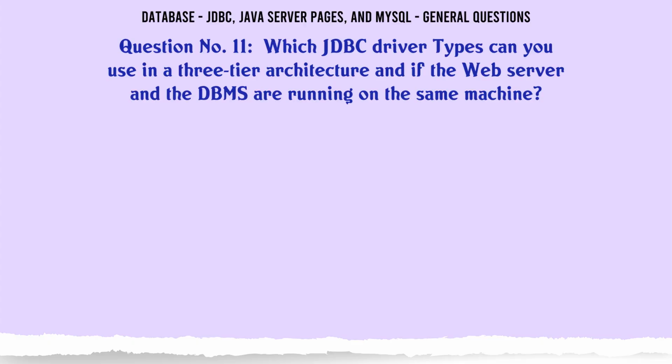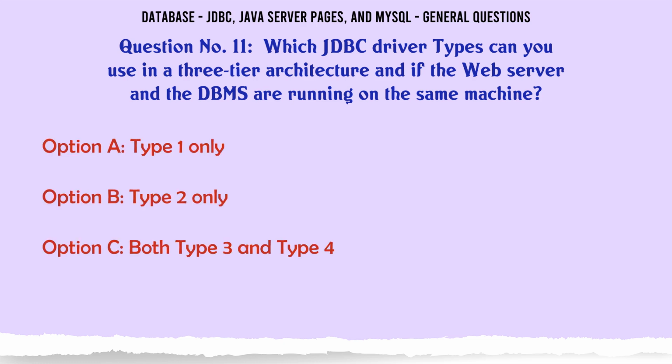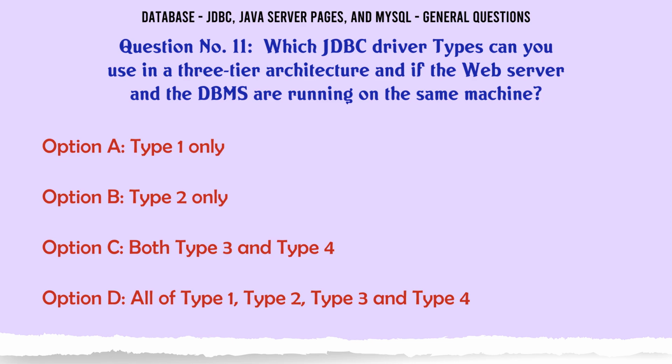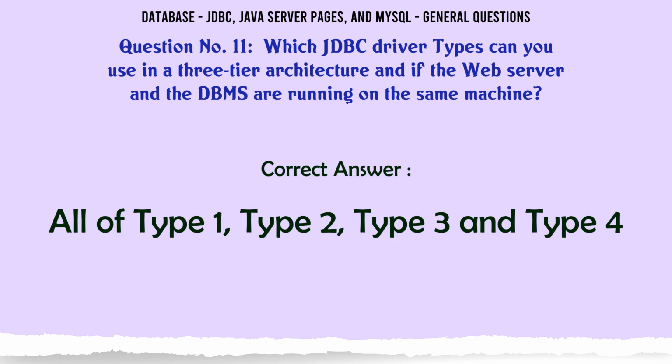Which JDBC driver types can you use in a 3-tier architecture if the web server and the DBMS are running on the same machine? A. Type 1 only. B. Type 2 only. C. Both type 3 and type 4. D. All of type 1, type 2, type 3 and type 4. The correct answer is all of type 1, type 2, type 3 and type 4.